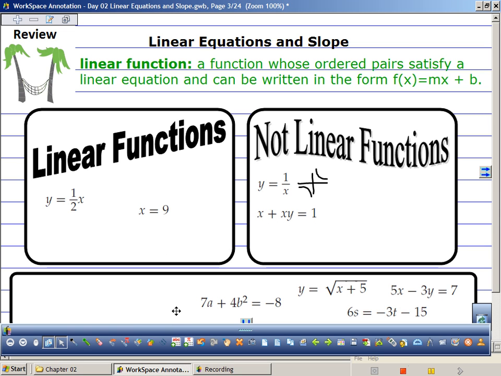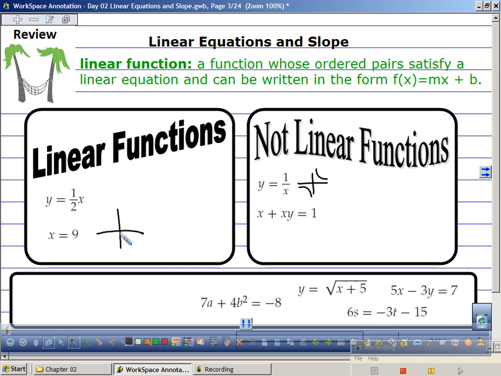What about x equals 9? Yes. Why? Because x equals 9 means x is always 9. No matter if y is 1 and x is 9, y is 2 and x is 9, y is 3 and x is 9, y is 1,000,000 and x is 9. It's a straight line at 9. What if y was negative 5? X is 9. That's why there's nothing with y in here. Because no matter what, this is always going to be 9.